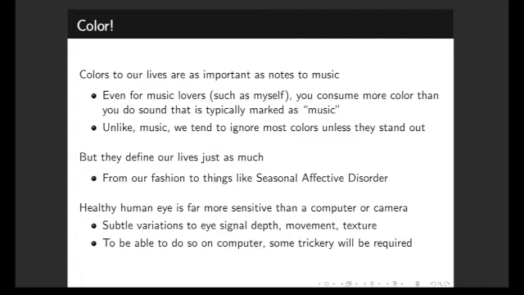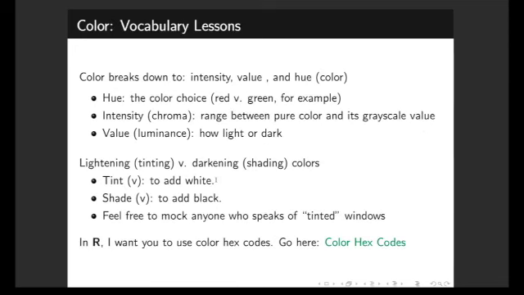Manipulating hue, value, intensity, these kinds of things are what's going to be key for you. Again, color breaks down to hue, intensity, and value. Intensity can sometimes be called chroma, and value can sometimes be called luminance. But hue is the color choice or the wavelength. Intensity is the range between the pure color and its grayscale, and the value is how light or dark something is. Right?